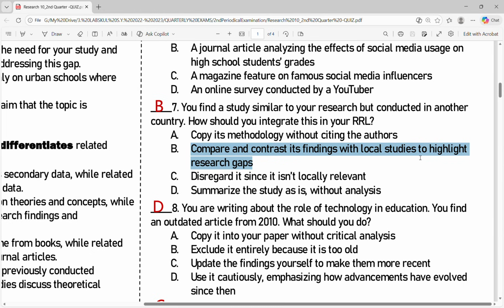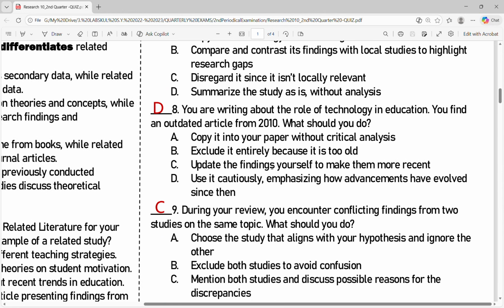And if you find a gap, you highlight that research gap, because that research gap would really entail that there is a need for you to conduct your study. Next, number 8. You are writing about the role of technology and education. You find an outdated article from 2010. What should you do? So the best answer here is letter D.